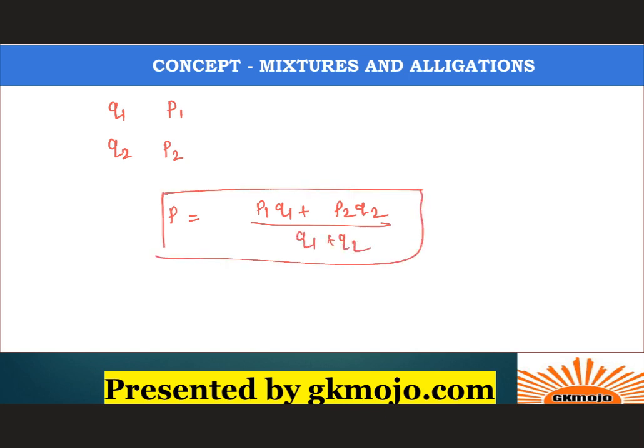So if Q1 is the quantity of one particular item of quality P1, and similarly Q2 is the quantity of another item of quality P2, and when they are mixed, the weighted average value P of the quality of the mixture is given by (P1 Q1 plus P2 Q2) upon (Q1 plus Q2). This is the weighted average. We will understand this with the help of examples as we go through.